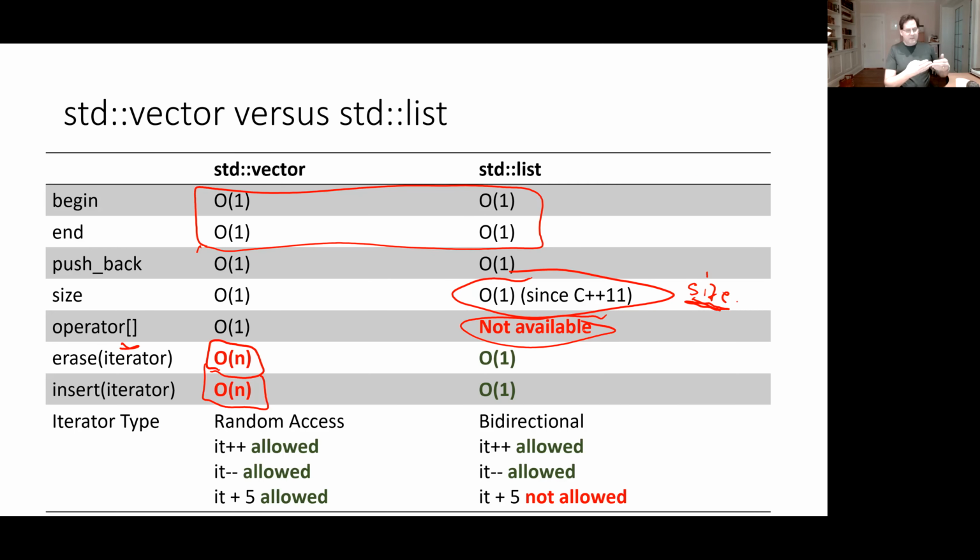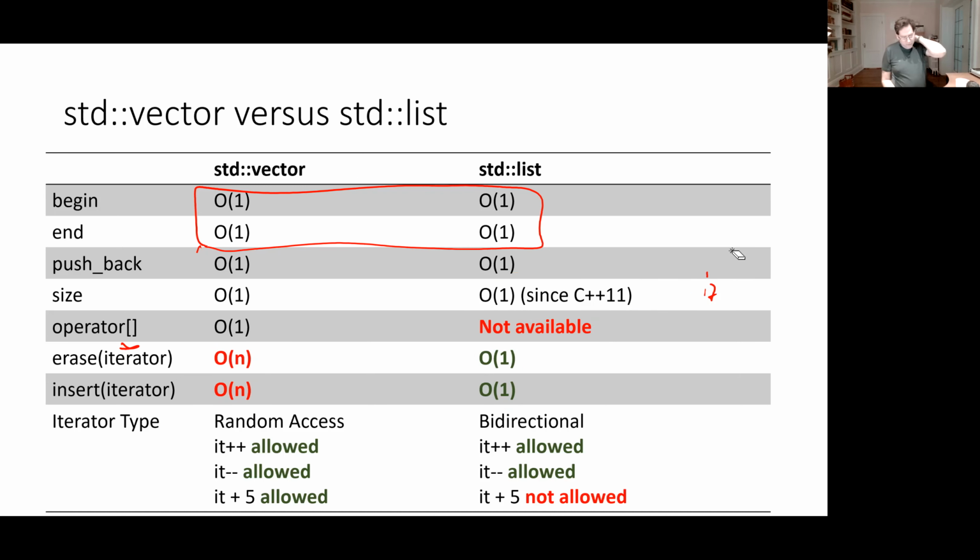With a vector, if you want to put something in or take something out, you have a ton of shifting to do to make sure there are no gaps. In a list, we already talked about why it's fast. You just put the new element in or take the old element out and you fix up a few pointers, so it's order 1.